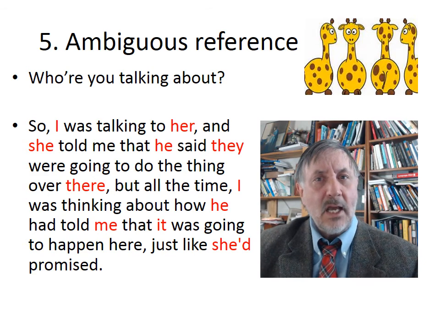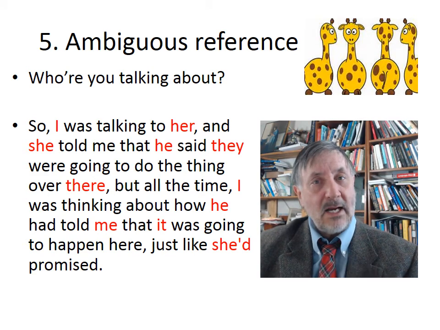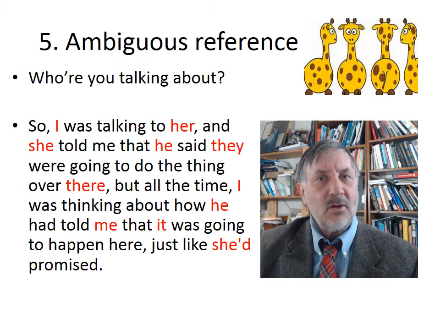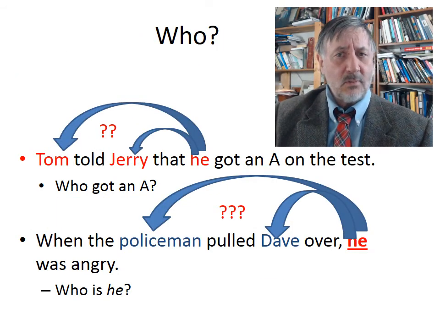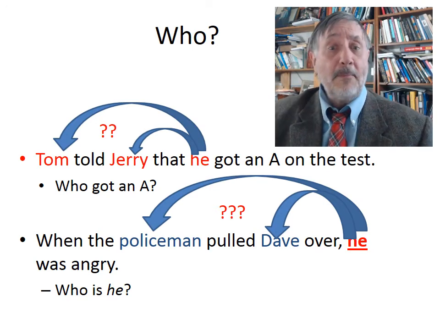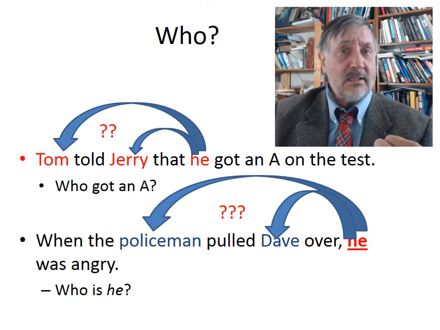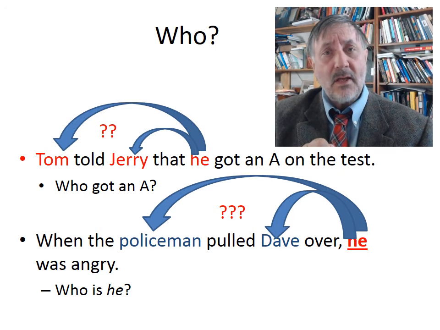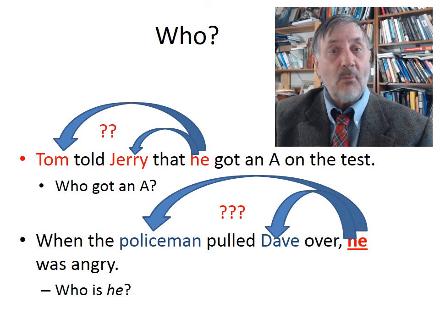And there's a few cases and places where it occurs frequently, and I'm going to cover those in the next few slides. Here we have a couple of examples down here, I think, okay, that illustrate some of the confusion that arises with what's called ambiguous reference. So one of the examples that we have is Tom told Jerry that he got an A on the test.